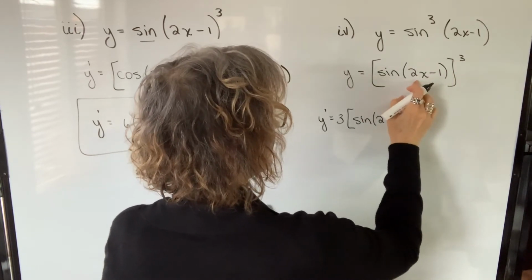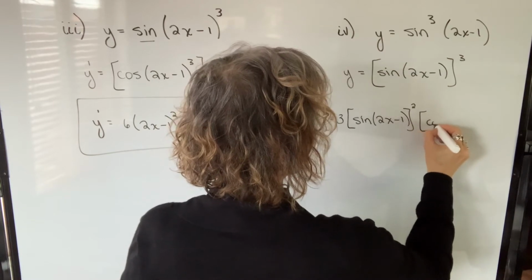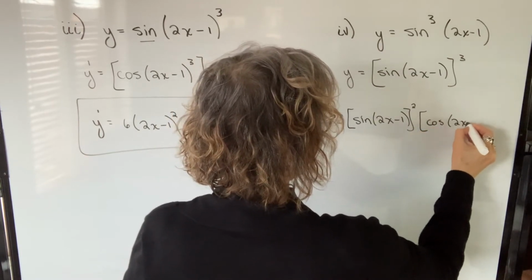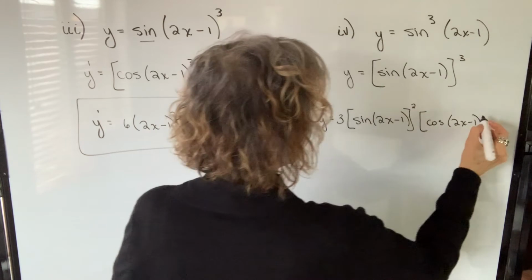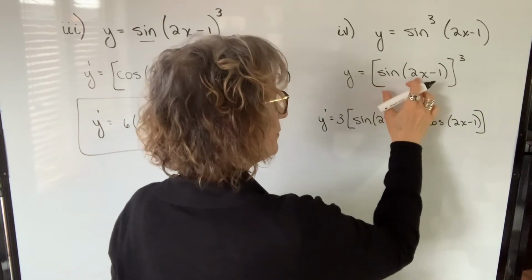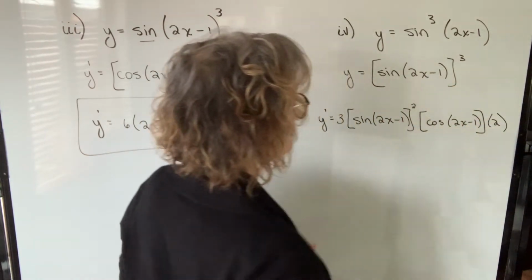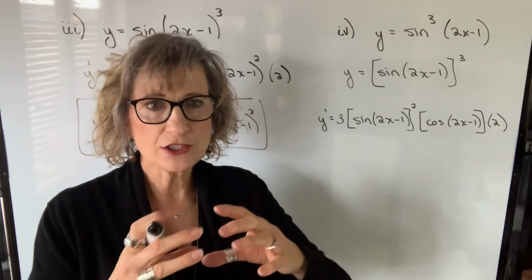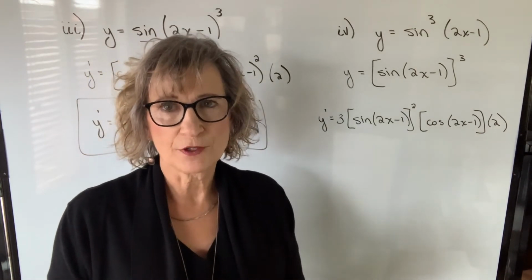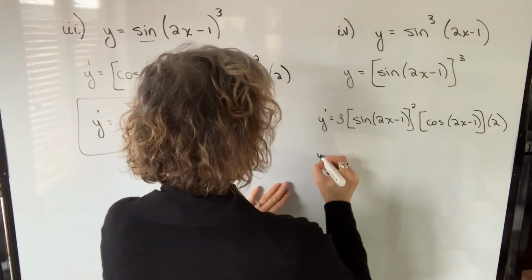Now I go inside this function and I take the derivative of sine, which is cos of 2x minus 1. Now I go inside the sine function and I multiply by the derivative of 2x minus 1, which would be 2. You have to remember that each function that's part of your composite function will have a derivative. Then it's a matter of simplifying.